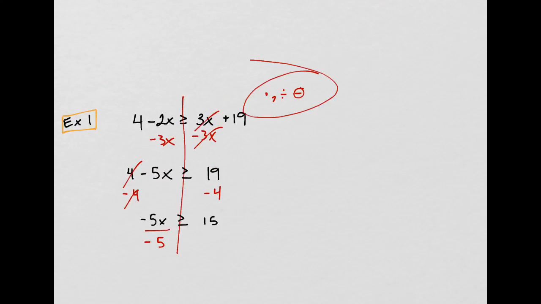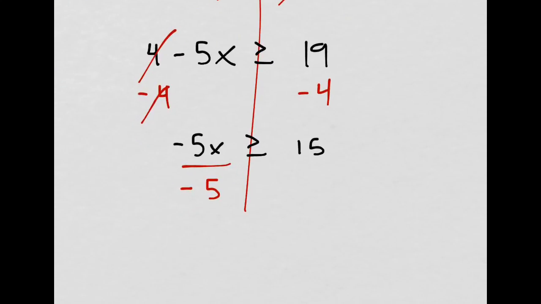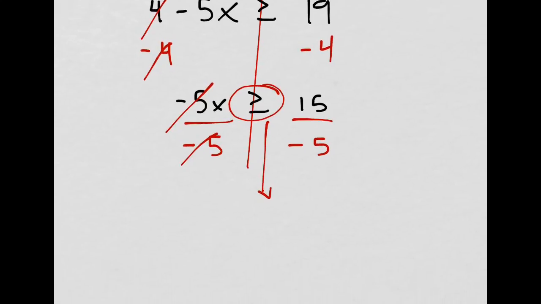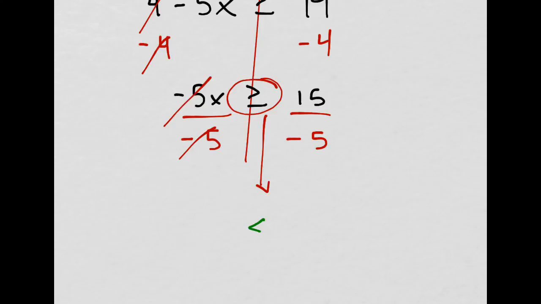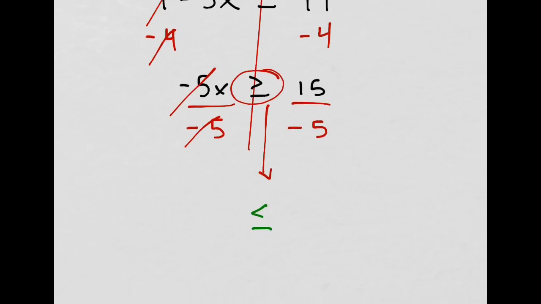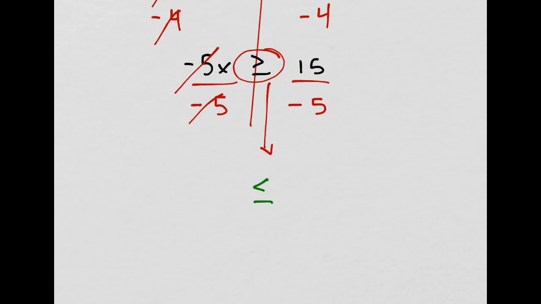Oh, here it is. Here it's happening. So we get negative x. Remember, anytime you multiply or divide by a negative, this sign has to switch. So now it'll be less than or equal to. And then I just have x less than or equal to negative 3.